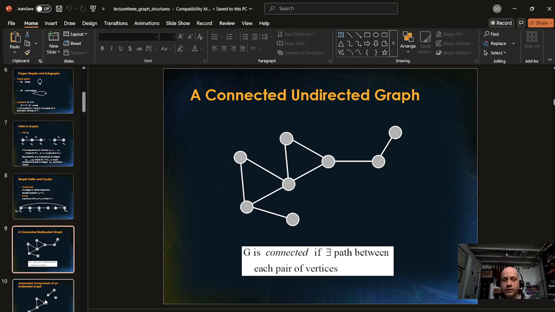A connected undirected graph. Here G is viewed as connected if there's a path between each pair of vertices. Meaning what? From each vertex, I can travel to any of the other vertices defined within the context of that graph, right? So I can go from any vertex, may not be the most efficient or the shortest path, but I can reach it. Okay, so that would be viewed as a connected, undirected graph.